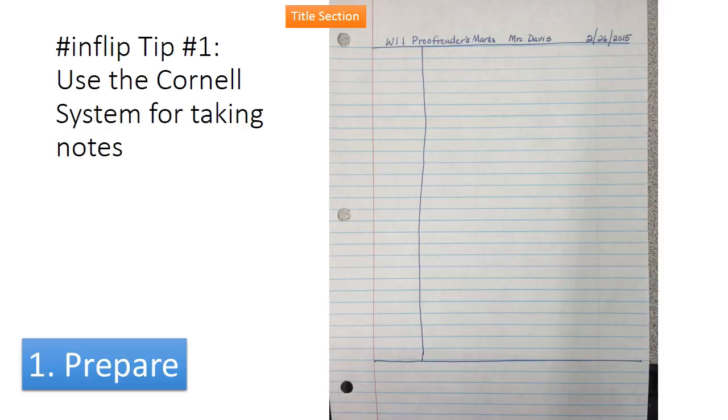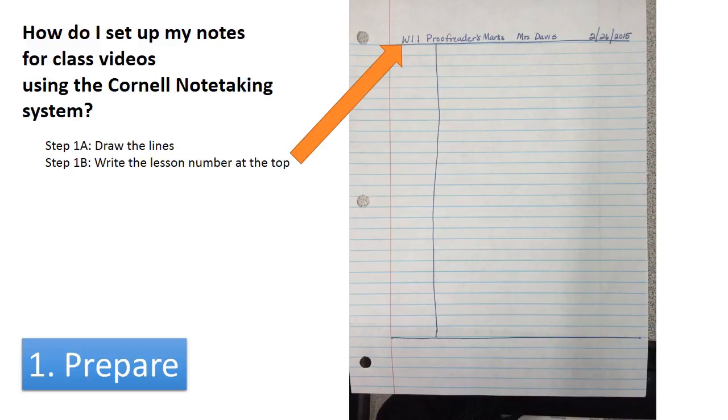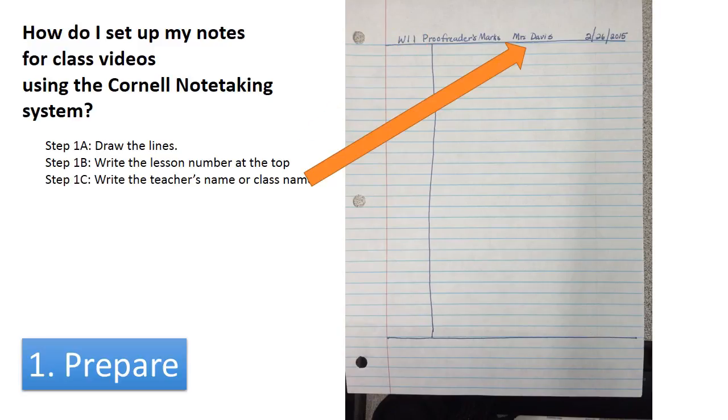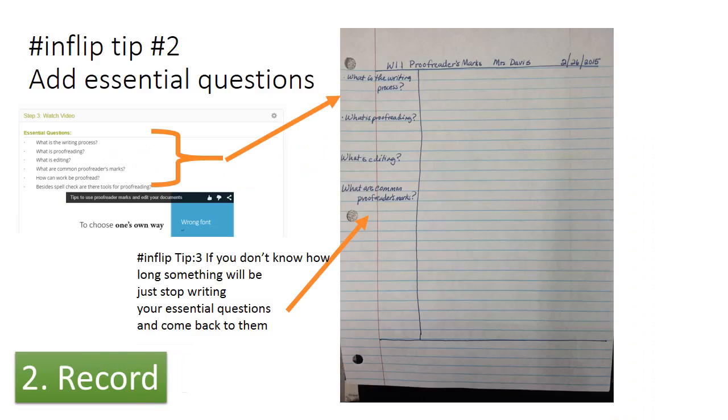At the top you have a title section. So first you draw the lines. It looks kind of like a little sideways T. Second, you will write the lesson number at the top. So I always number my videos with a little number up here at the top, and that's what you'll want to write there. Then you want to write the teacher's name or the class name, and then you'll want to write the date, and that's very important. Now you'll see at the end you could also write page numbers, and that's helpful as well.